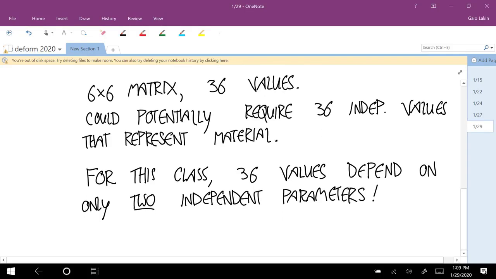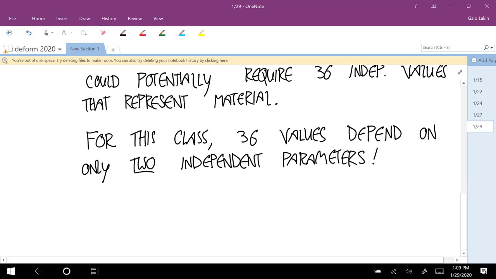And so I need to be really explicit to you about what it is that makes this possible. And so we'll talk about that some today. But not all materials have these 36 values determined by just two parameters that are easy to measure. In this class, it's all we'll care about, but you've got to know why it is that we can make that simplification, okay? 2 is much better than 36.